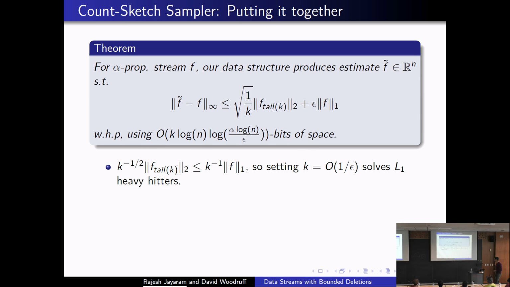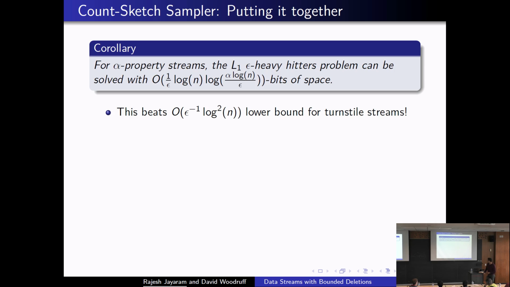Okay. So this is the same theorem. Again, if you look at the tail, it's at most another square root k factor, just by looking at the values that maximize the L2. So if you set k equals 1 over epsilon, you solve the L1 heavy hitters problem. The reason is that then the error here is epsilon times the L1. And so I can estimate coordinates with epsilon L1 error, and then, modulo constant factors, I can distinguish what items are epsilon heavy and what are not. So yeah, we solve the L1 heavy hitters problem.